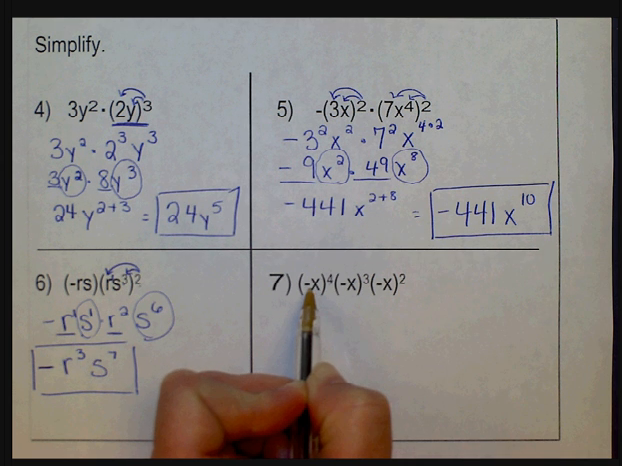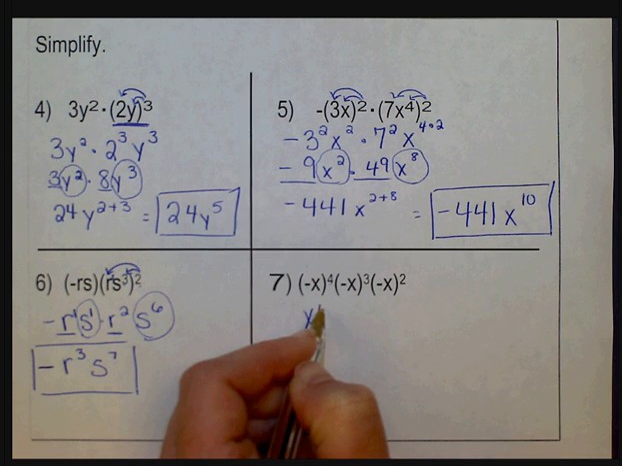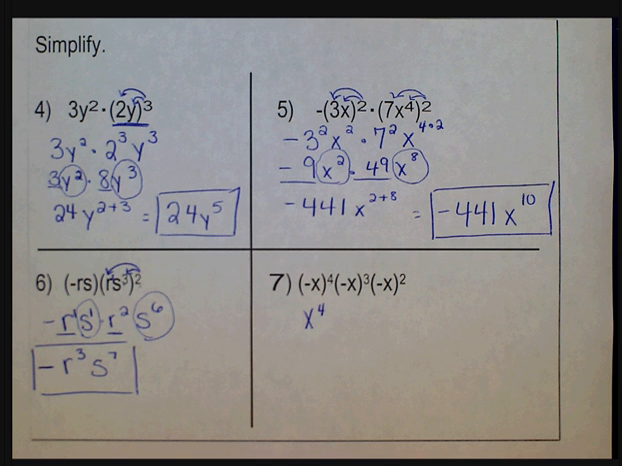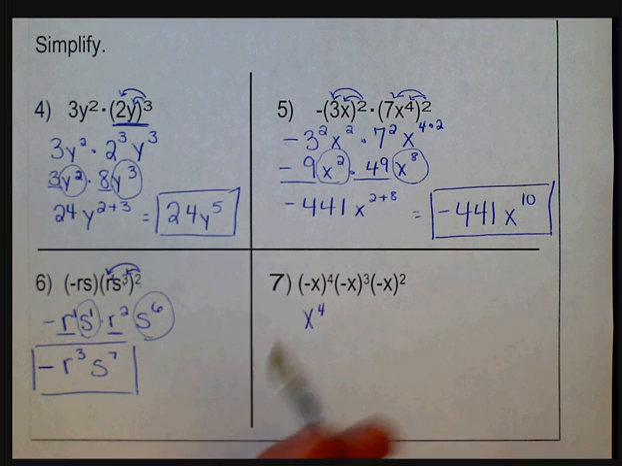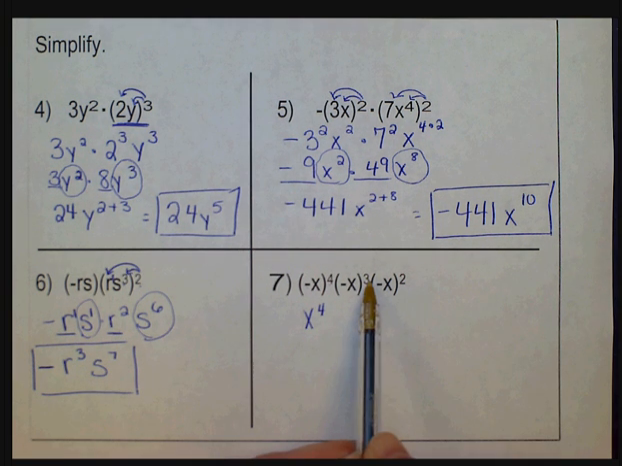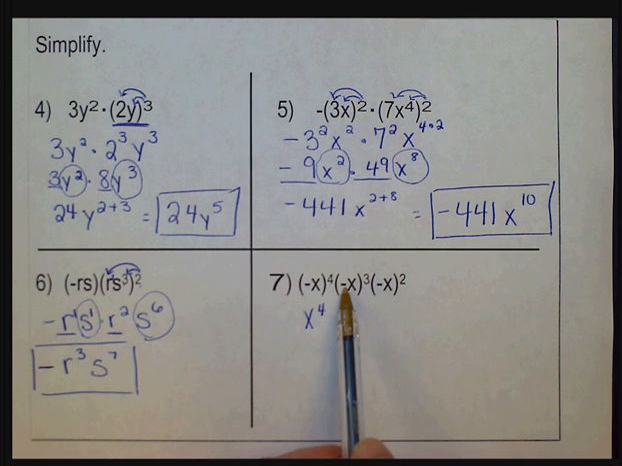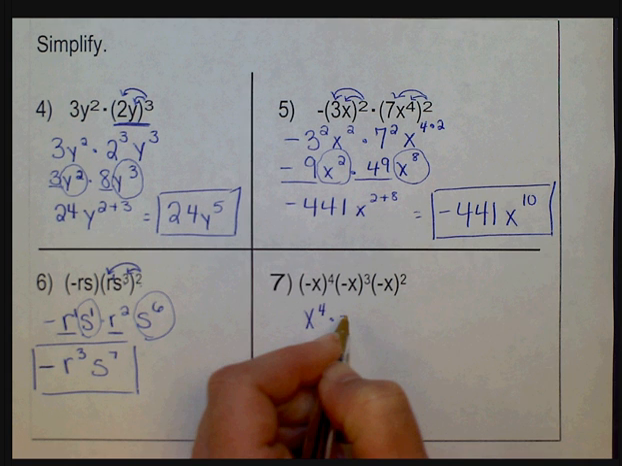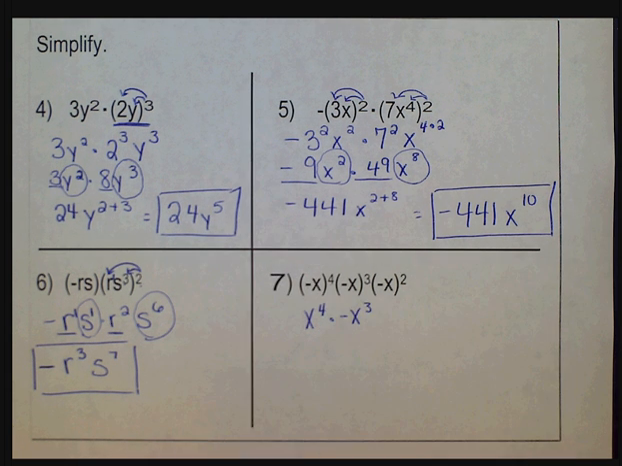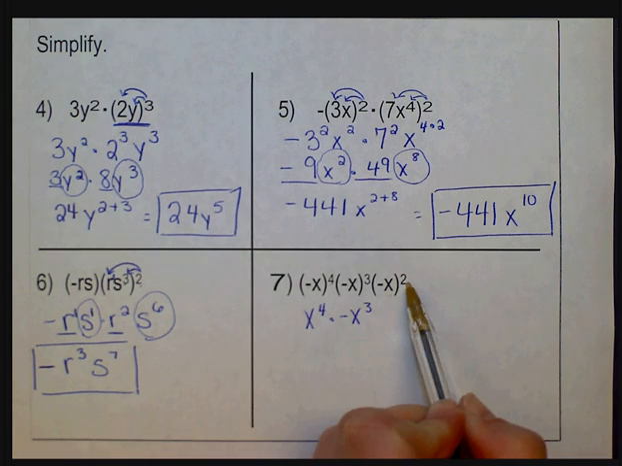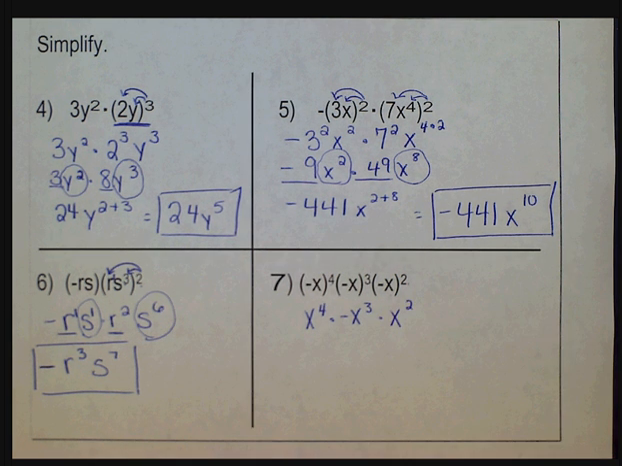So that's going to become a positive x to the 4th, because if you have an even number of negatives, it becomes positive. So negative x raised to the 3rd power is negative x times negative x times negative x. So that's going to give you 3 negatives. So this is going to be a negative x to the 3rd. And then negative x raised to the 2nd power, so that negative is also squared. That's going to be a positive x squared.